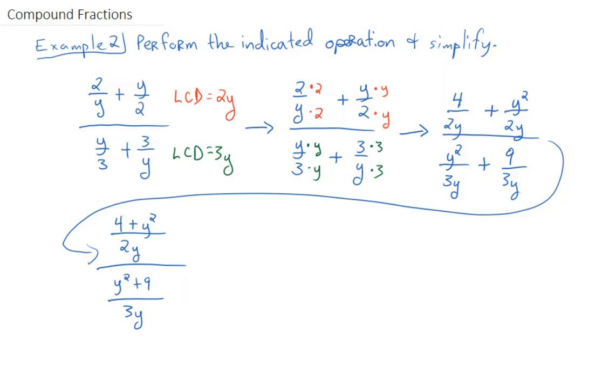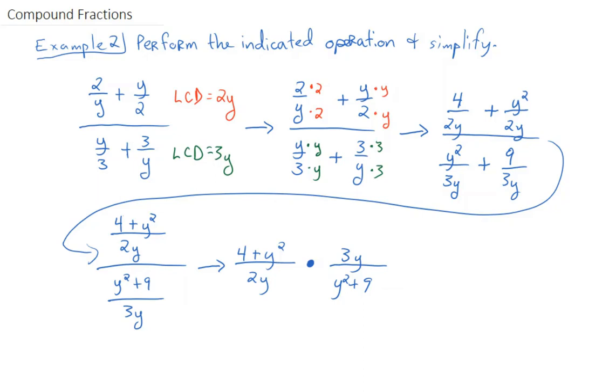Now after all that work, we are essentially back to where we started with example 1. We have one fraction in the numerator and we have one fraction in the denominator. Now that we've gotten to this point, we can apply the division of the major fraction bar and multiply by the reciprocal of the denominator. Doing that gives me the 4 plus y squared over 2y, that's my numerator of my compound fraction, times 3y over y squared plus 9, that's the reciprocal of my denominator.